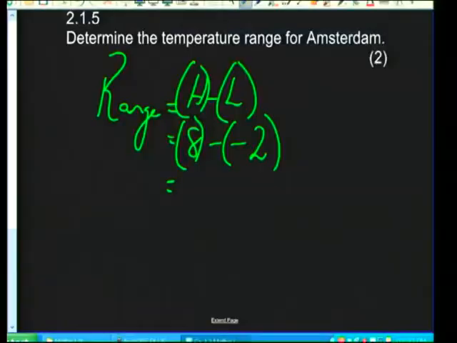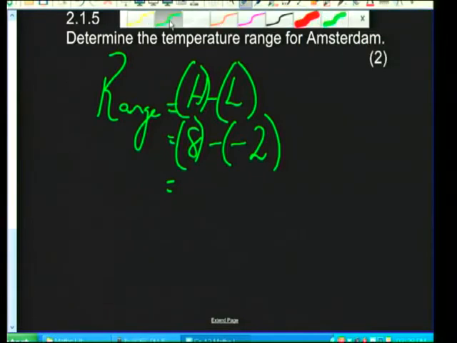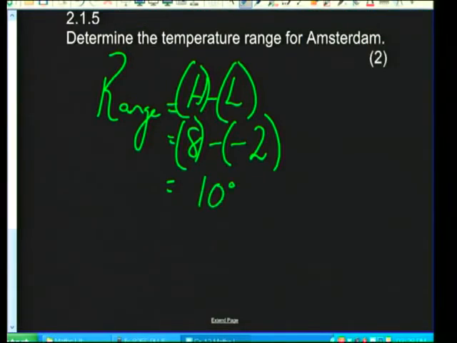Let's have a look. And again, guys, let's use our calculator to do it. Why not? So I've got 8 minus negative 2 equals, there it is, 10. So my answer works out to being 10 degrees. That's the range, the highest minus the lowest. Horrible little trick here, okay? Trying to catch you out. Don't let the examiners do that to you.